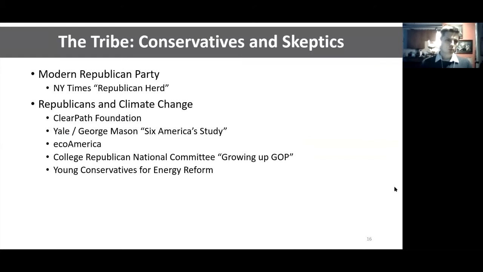To get through this section, first we're going to talk about the modern Republican Party. This is a source from the New York Times called The Republican Herd. I found it to be a pretty interesting and useful source. And then there's a number of other resources that we're going to go through that talk specifically about Republicans and their views on climate change.